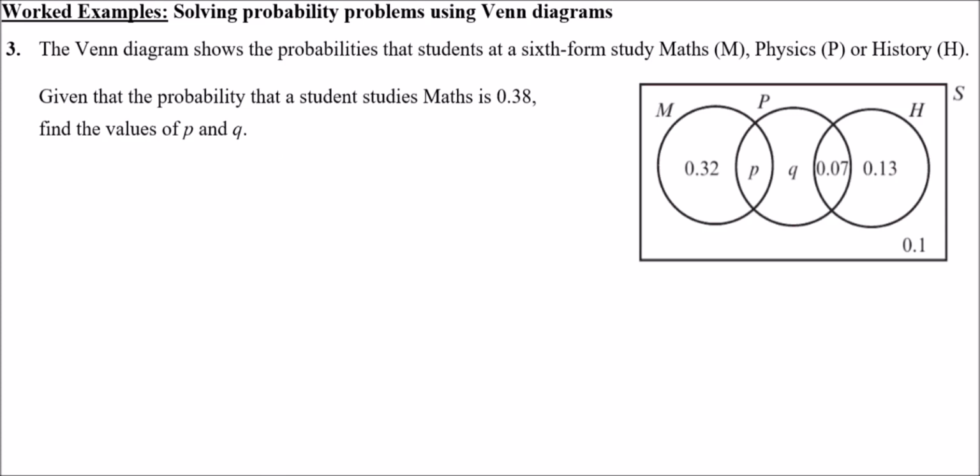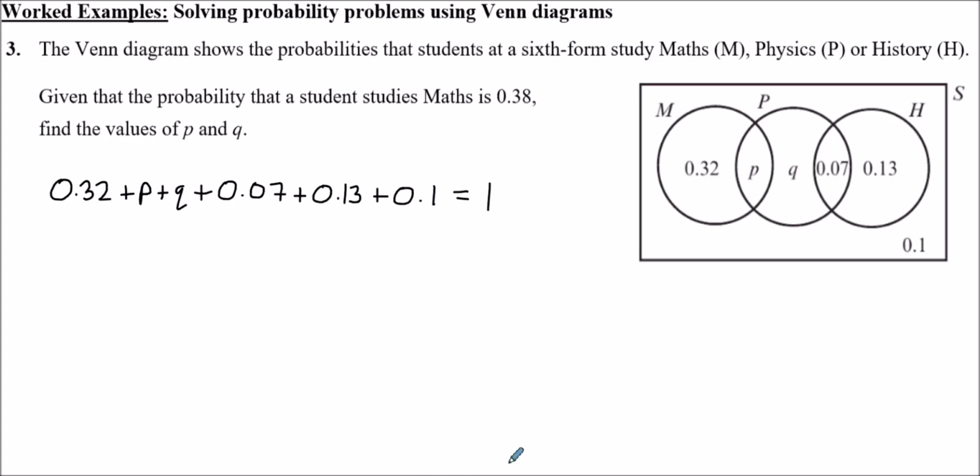So these numbers here show probabilities. So the total of these needs to add up to 1. Okay? So the sum of all these numbers needs to add up to 1. So that's the first thing I'm going to do here. So 0.32 plus P plus Q plus 0.07 plus 0.13 plus 0.1, that adds up to 1.